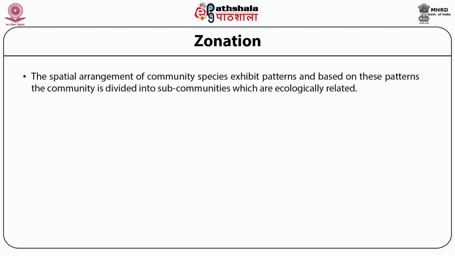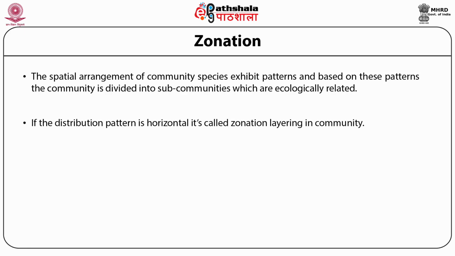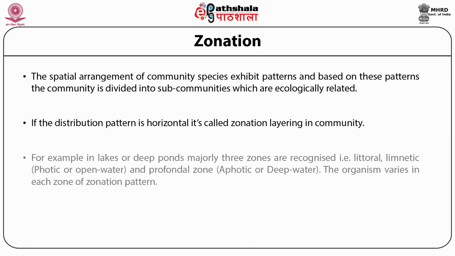Zonation: the spatial arrangement of community species exhibits patterns, and based on these patterns the community is divided into subcommunities which are ecologically related. If the distribution pattern is horizontal, it is called zonation or layering in community. For example, in lakes or deep ponds, mainly three zones are recognized, that is, littoral, limnetic, photic or open water, and profundal zone, aphotic and deep water. The organisms vary in each zone of the zonation pattern.